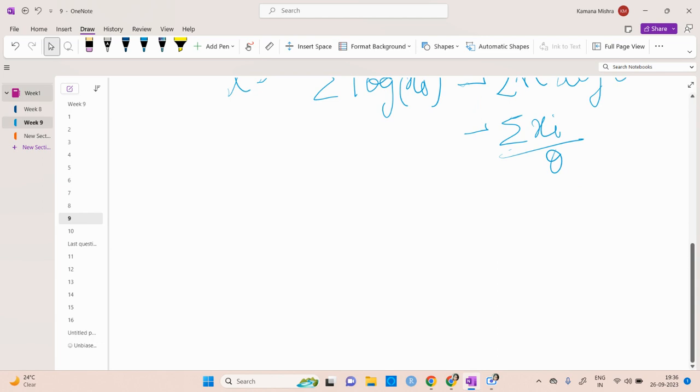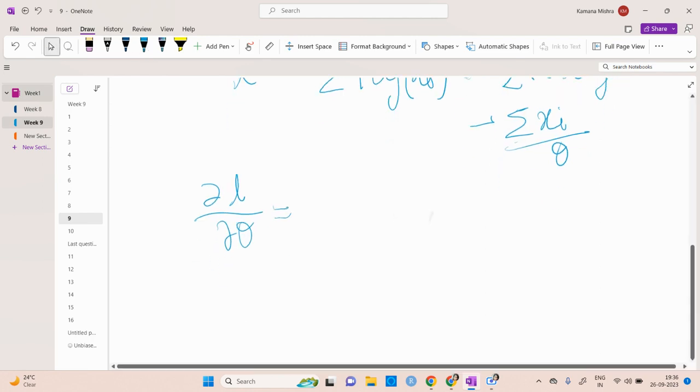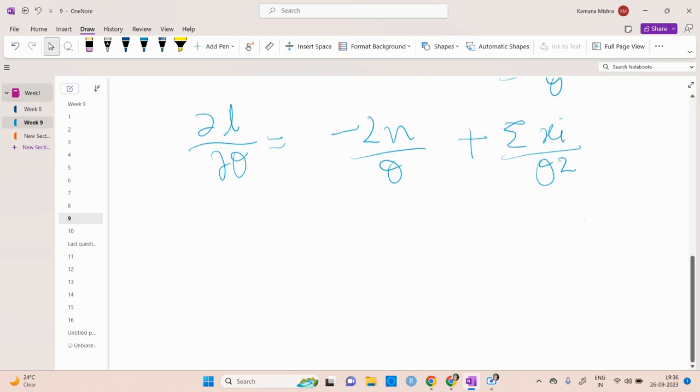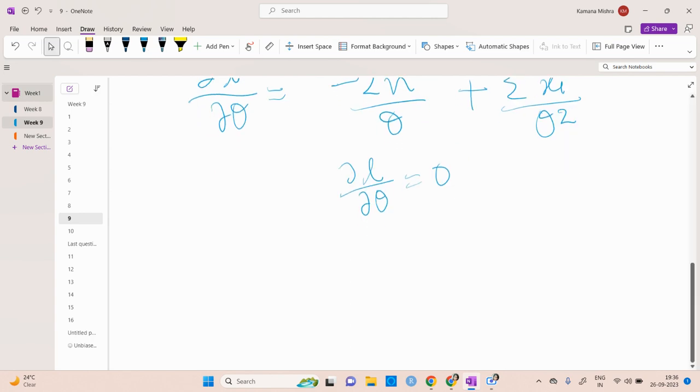So now the next step is what? We want to find ∂l/∂θ. This one is 0. This one will be minus 2n upon θ. And this one will be plus summation xi divided by θ square, right? Now the next step is ∂l/∂θ equal to 0. So 2n upon θ is equal to summation xi by θ square.